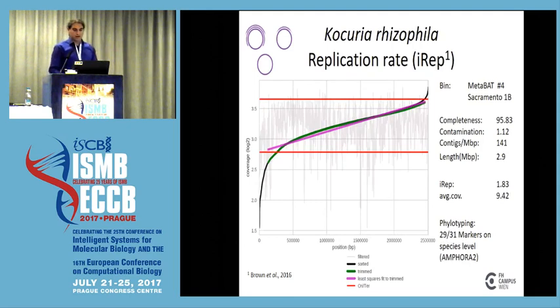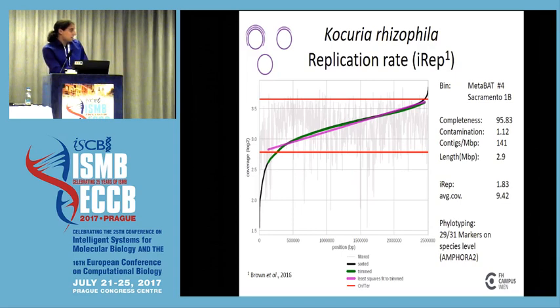Same example with a bacterium from the Sacramento 1B sample here, Kocuria rhizophila, reported to be found in the soil, but also on the skin. So it does make sense that I find it on touchscreens. Here I have a bit less completeness and a bit more contamination. As you can also see, my contigs are a bit more. The length is 0.2 megabase pairs longer than the one reported in literature.